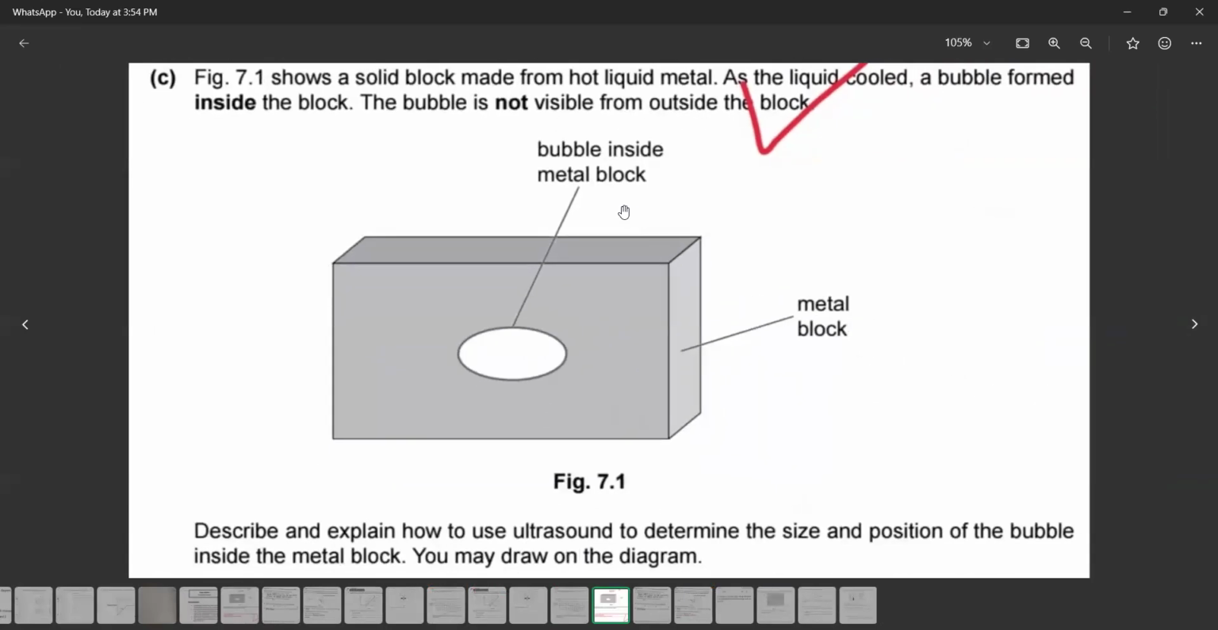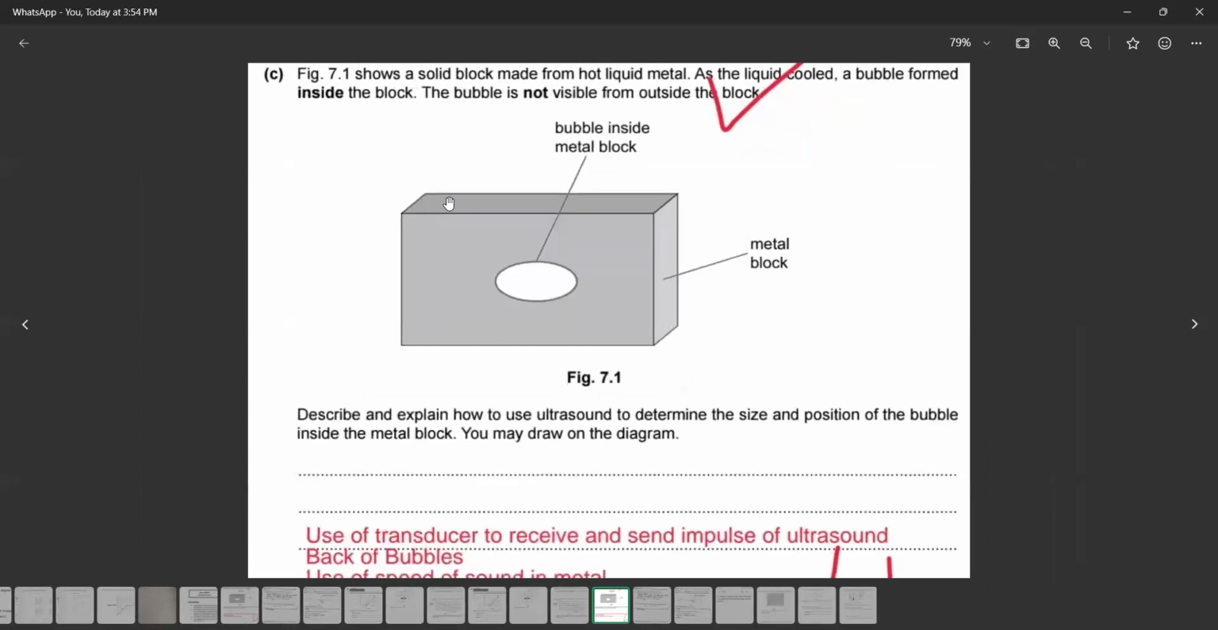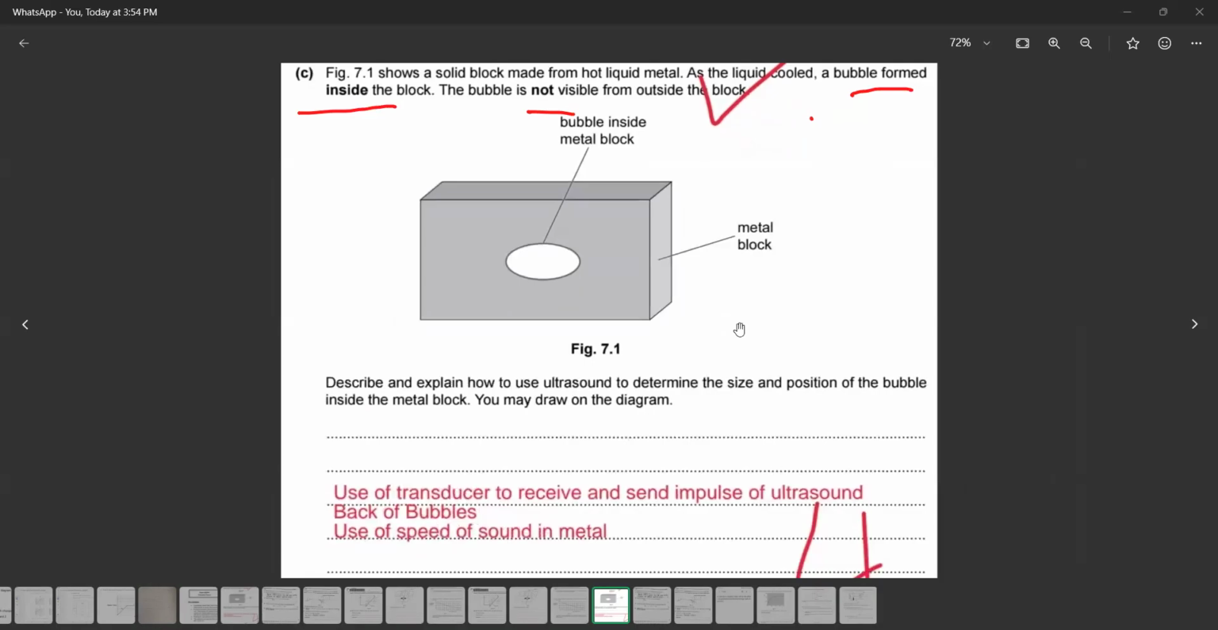Next, we have figure 7.1, which shows a solid block made from a hot liquid metal. You can see bubbles inside the metal block. As the liquid cools down, bubbles form inside the block, and the bubbles are not visible from outside, because it's a metal and opaque. Describe and explain how you would use ultrasound to determine the size and the position of the bubbles inside the metal block.